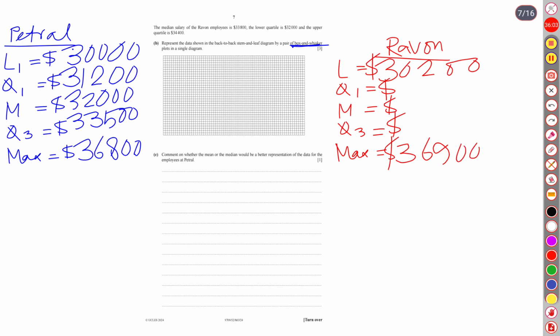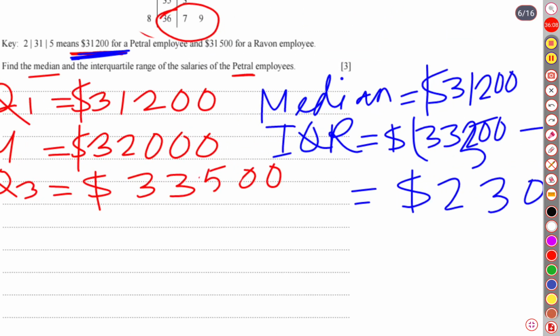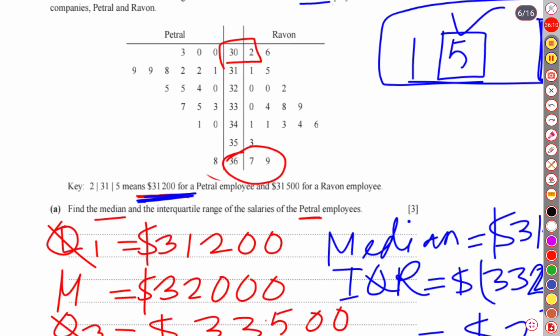Then we will find the lower quartile of the Raven company. Lower quartile is the fifth data, fifth salary. So one, two, three, four, fifth. This is the lower quartile. Then what will be the median? 6, 7, 8, 9, 10. So this one is our median. Then upper quartile will be 11, 12, 13, 14, 15. This one is our upper quartile.